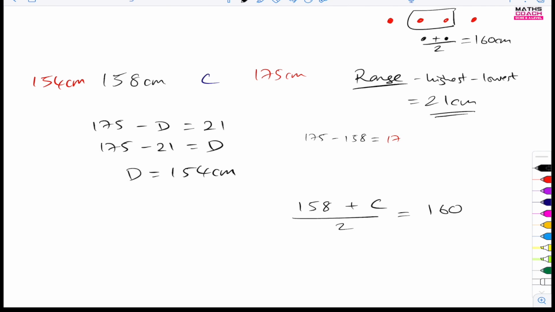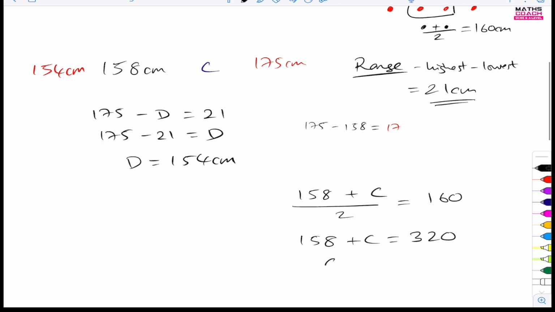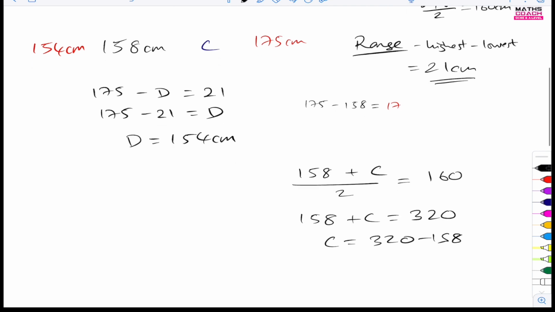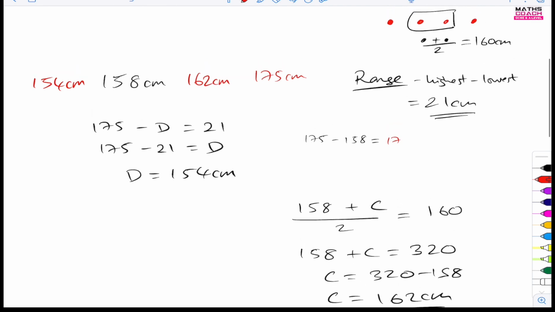How do we work out what C is? We take the 2 to this other side by multiplying by 2, and then we take away 158. So that will be 158 plus C is equal to 320. And then we do 320 take away 158, and that gives us 162 centimeters. So C is potentially 162 centimeters.